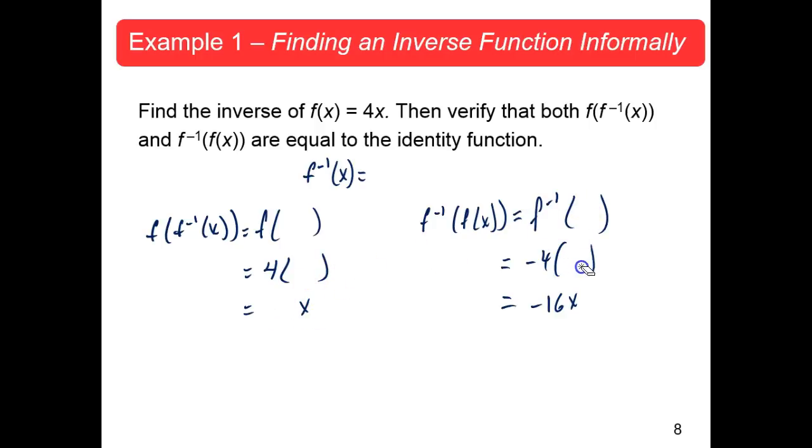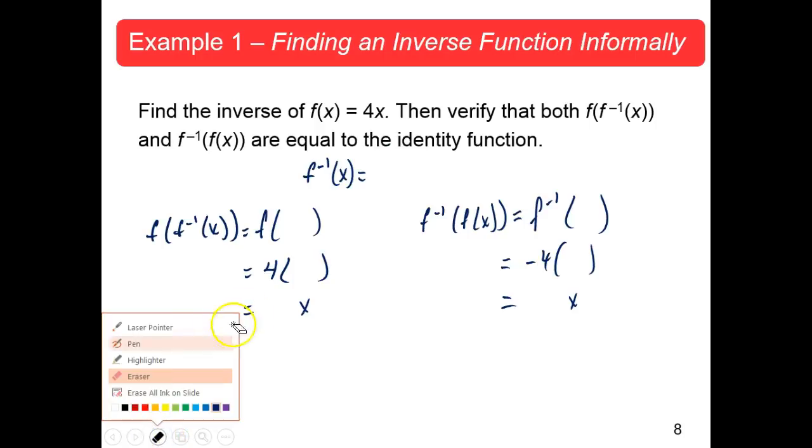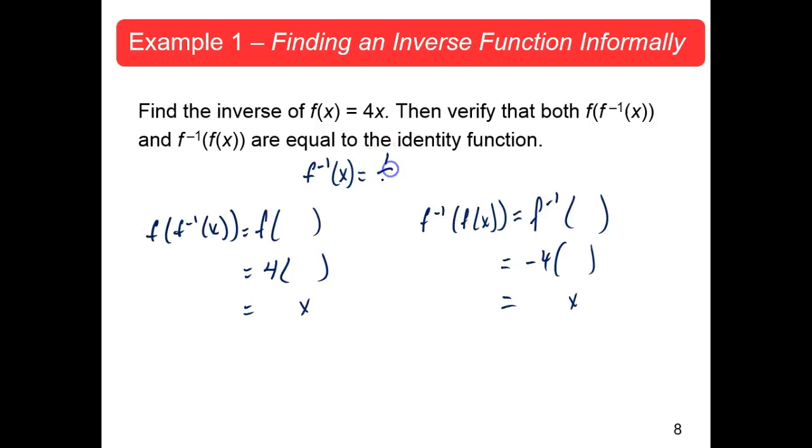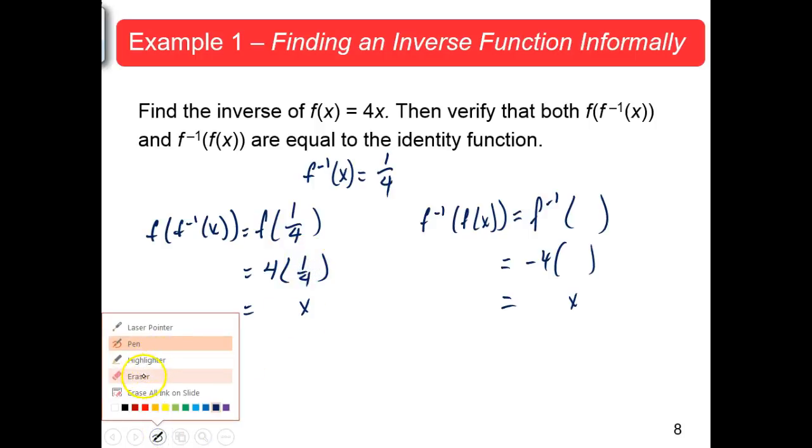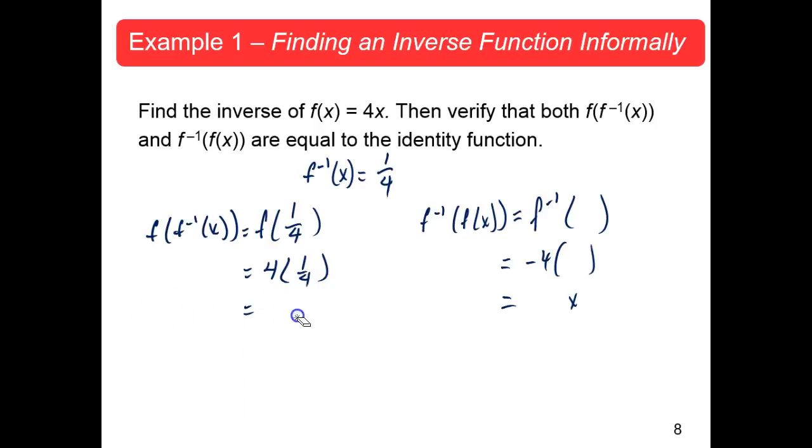Okay, say that again. Okay, 1 over 4. Is that what you said? Okay, let me get it. 1 over 4. Okay? Then f of f inverse would be f of 1 over 4. And that would be 4 times 1 over 4, which would be, now x, 1. Okay? That's a little bizarre, but, sorry.